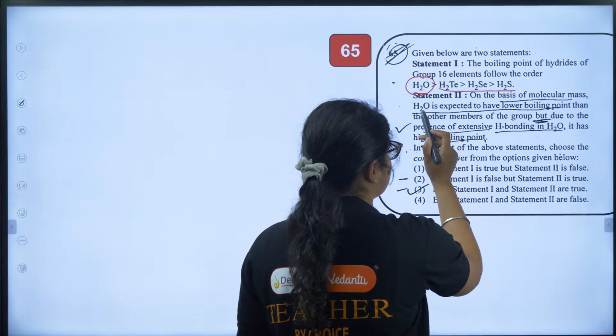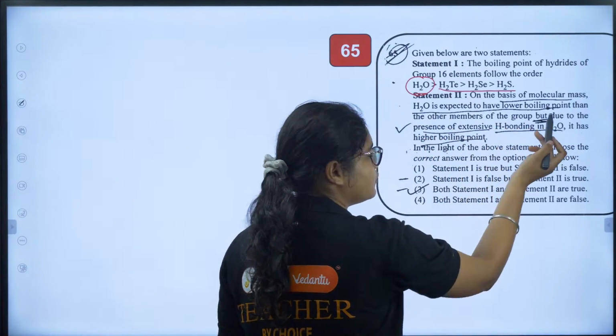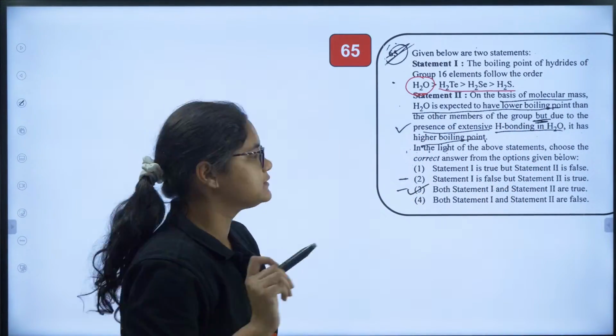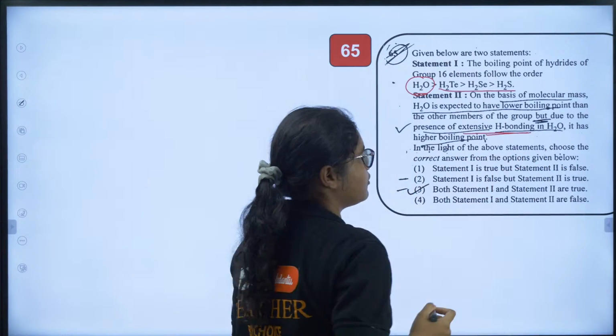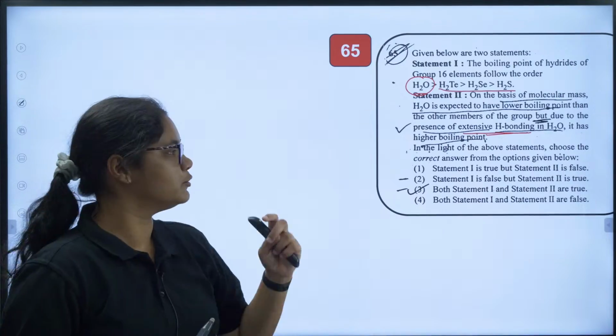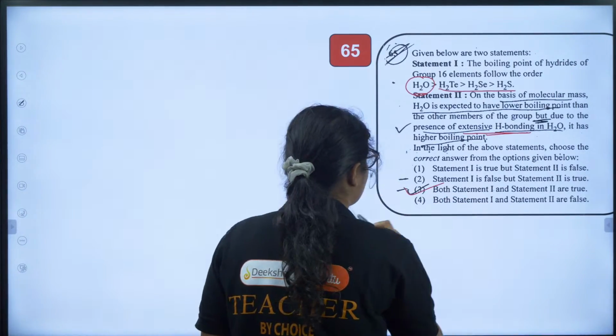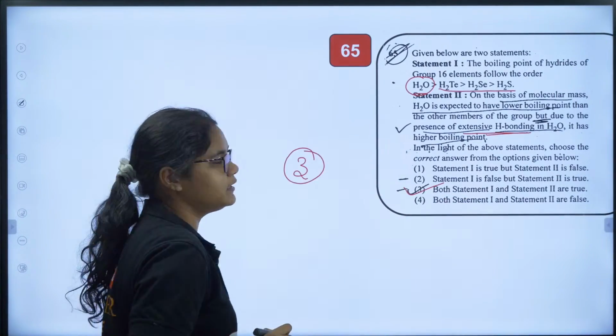On the basis of molecular mass, H2O is expected to have the lowest boiling point because oxygen's mass is the least among the other elements of the group. But due to the presence of extensive hydrogen bonding in water, it has the higher boiling point. So both the statements are correct. So the correct answer for this question will be option number 3.